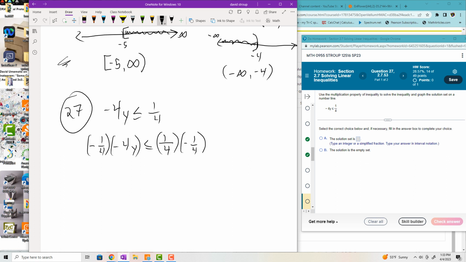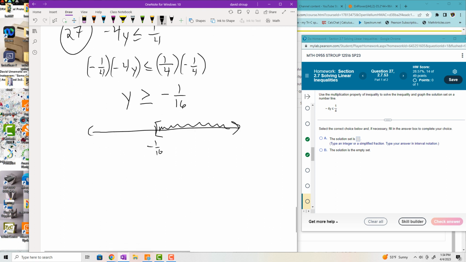So on the left, that will just give me y, and because I multiply by a negative, I have to change the direction of the inequality. And on the right, I'll have negative 1. 1 times 1 is 1, and then 4 times 4, 16. Then I can do my number line. So I have negative 1/16, close bracket, and it's everything above that, all the way to positive infinity.